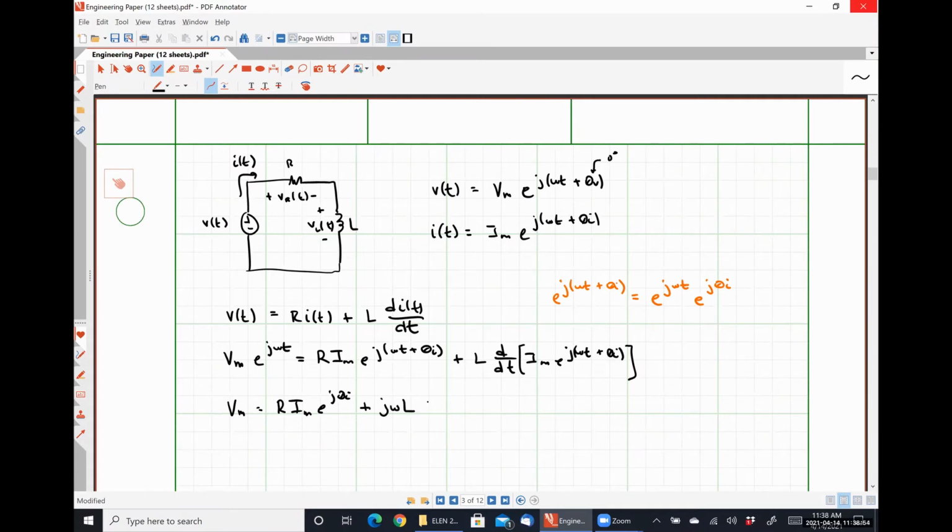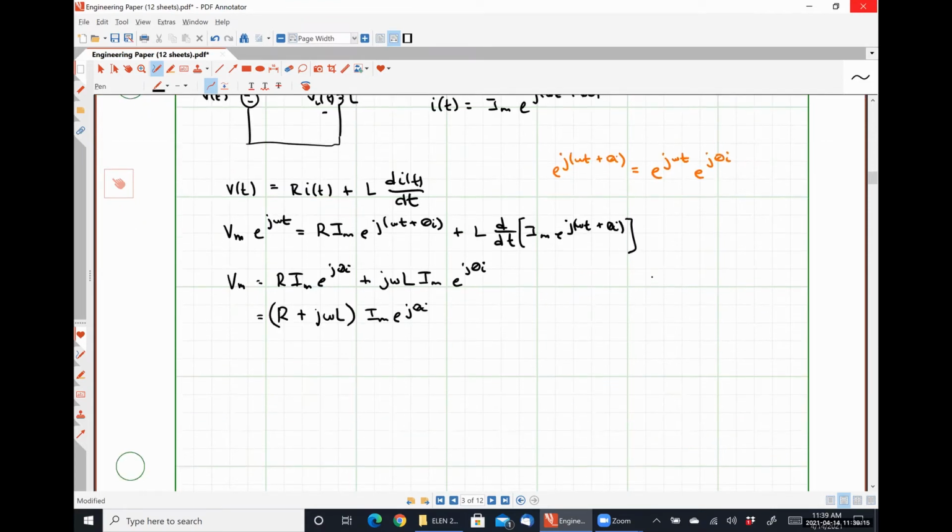So I get j omega L times Im e to the j theta I. Grouping like terms, I have R plus j omega L times Im e to the j theta I, and finally Vm divided by R plus j omega L is equal to Im e to the j theta I. So I've gotten to the halfway point again in this problem, using significantly less math and exactly 0 trig identities. I feel like we've done a little bit of work here.